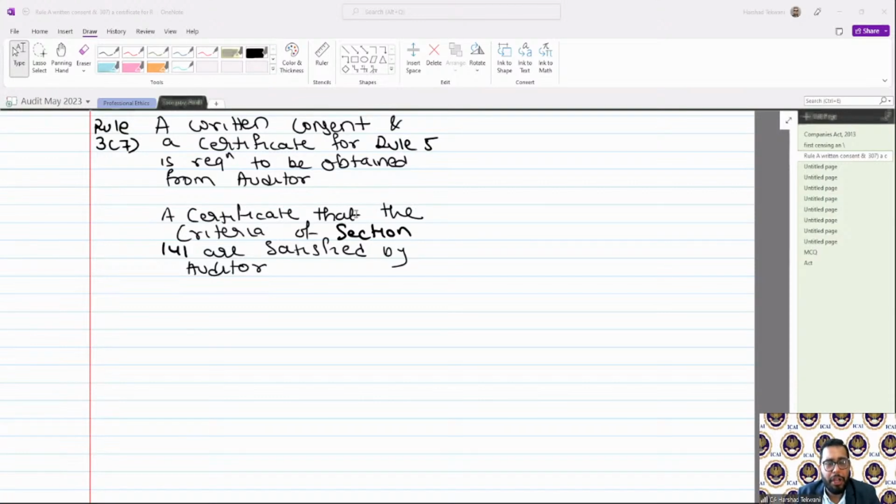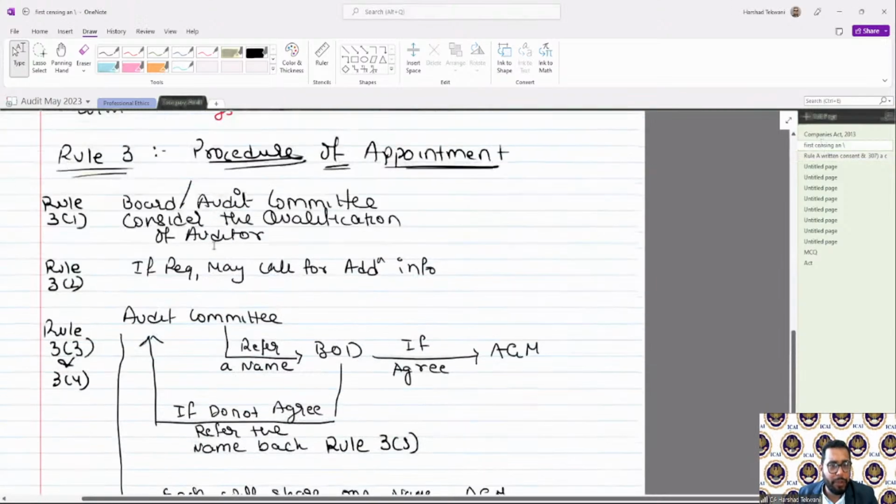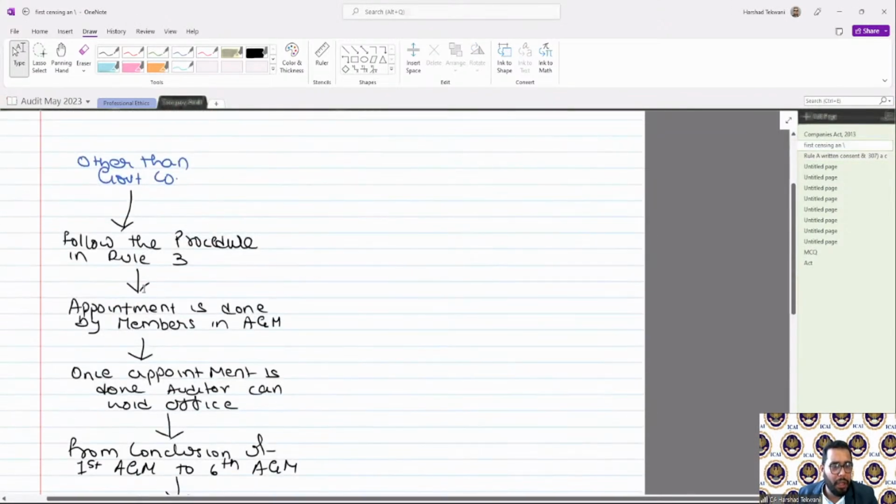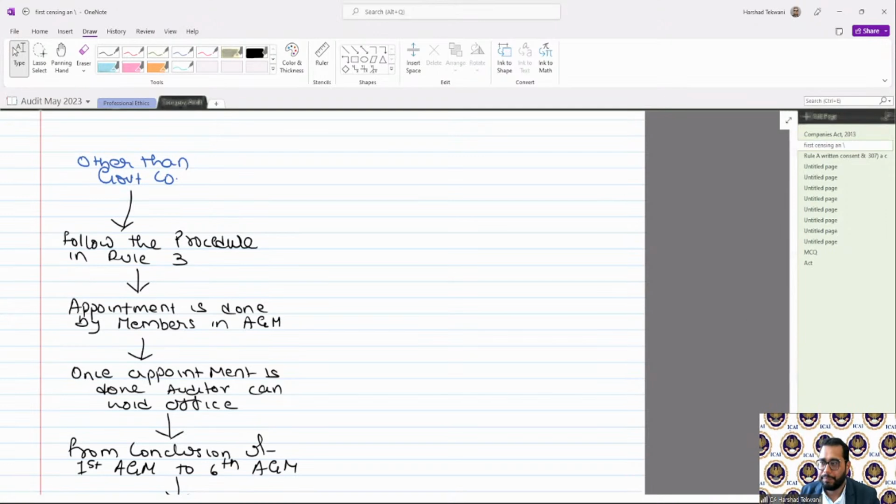In the case of the first auditor, it is not that the board is not doing the appointment but some other committee is doing it. In the subsequent case, what is the procedure? First, Rule 3 is followed, then the appointment is done by the members in the AGM. Whatever the board of directors appoints directly, without following any particular procedure or without appointment by the members in the AGM, is exceeding the power. So the auditor certifies that the appointment is done by the authority or within the limits laid down under the Act.